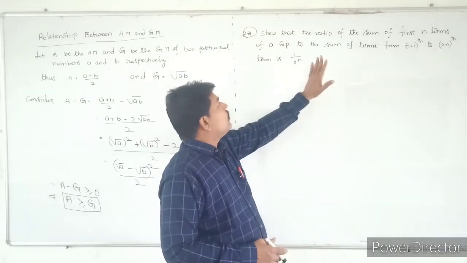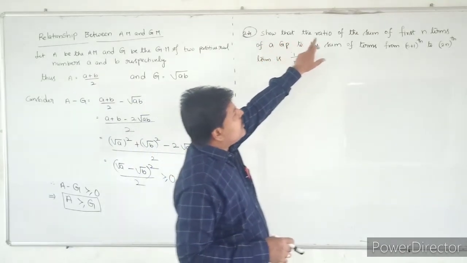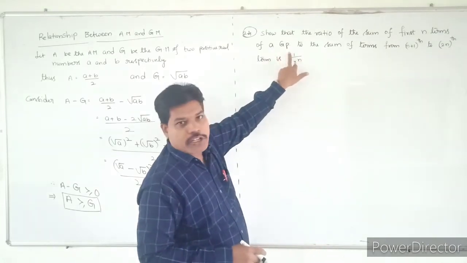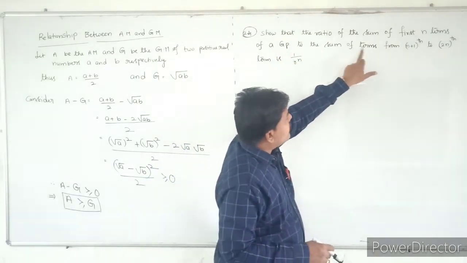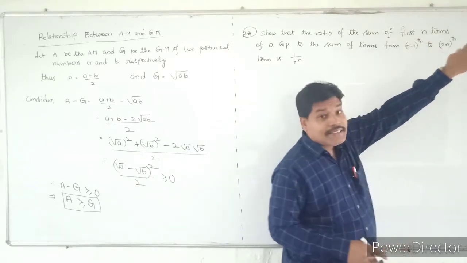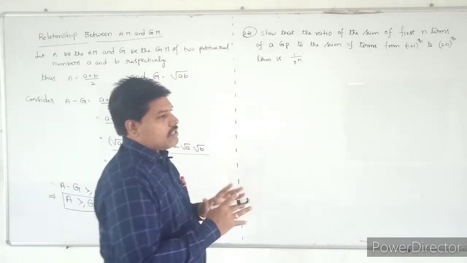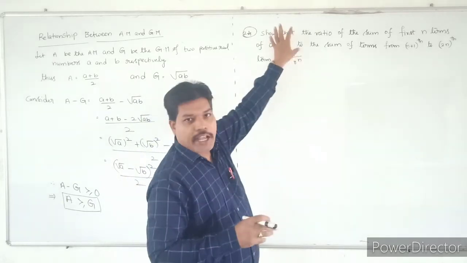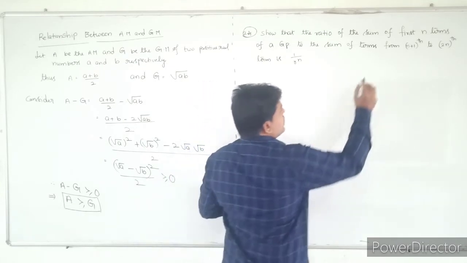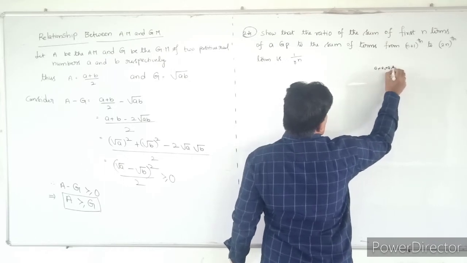See question number 24. What is question number 24? Show that the ratio of the sum of first n terms of a geometric progression to the sum of the terms from n plus 1 to 2nth terms is 1 by r power n. So they have given one sequence, so we have to take one GP, geometric progression. They are asking the first n terms. What is the meaning? You see here a1, a2, a3, a1 plus a2 plus a3 plus and so on.